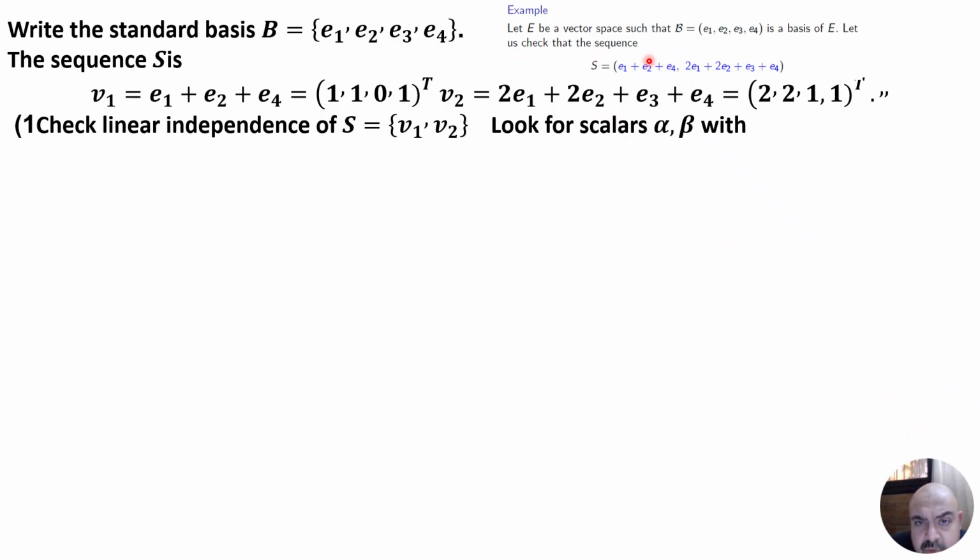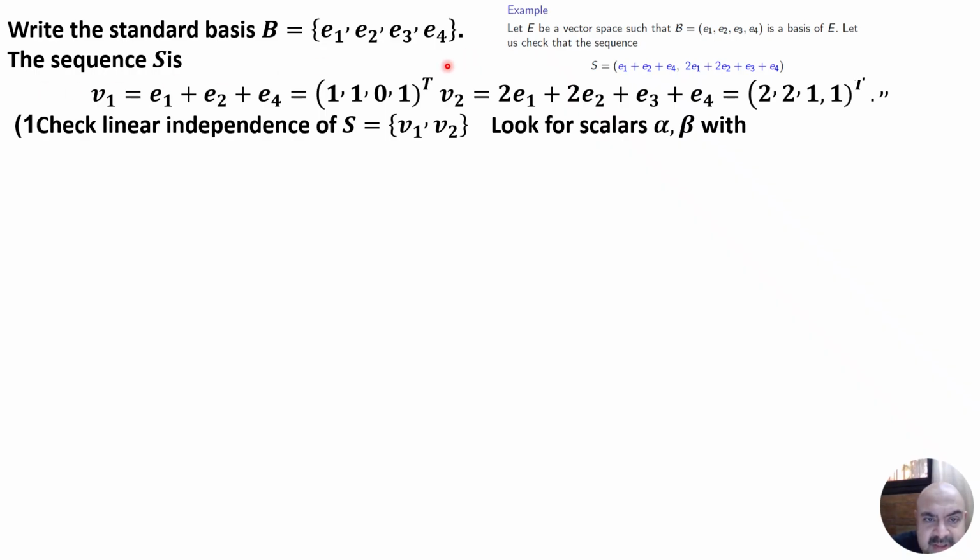The first vector of the sequence that generates E that we want to check is e1 + e2 + e4, which means you will add (1, 0, 0, 0), (0, 1, 0, 0), and (0, 0, 0, 1) to each other. This is going to form the first vector. For the second vector, I want to check 2e1 + 2e2 + e3 + e4. That's another way of giving you a vector. So write the standard basis e1, e2, e3, e4.